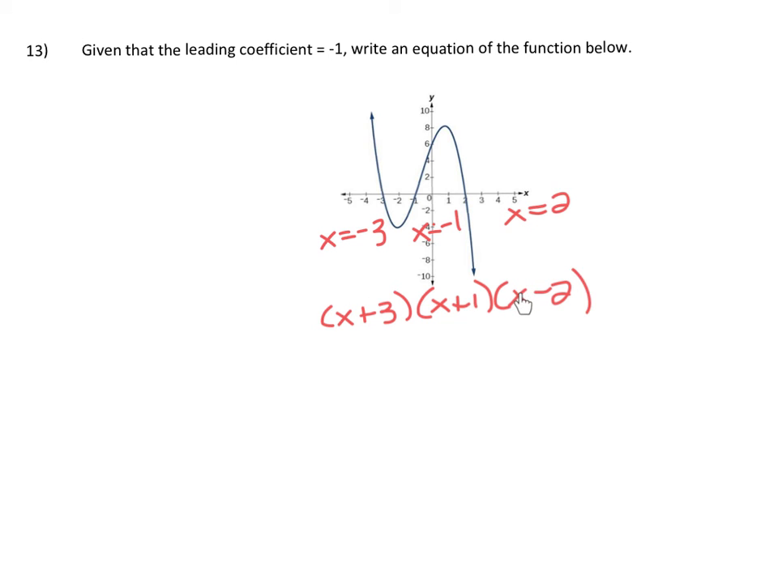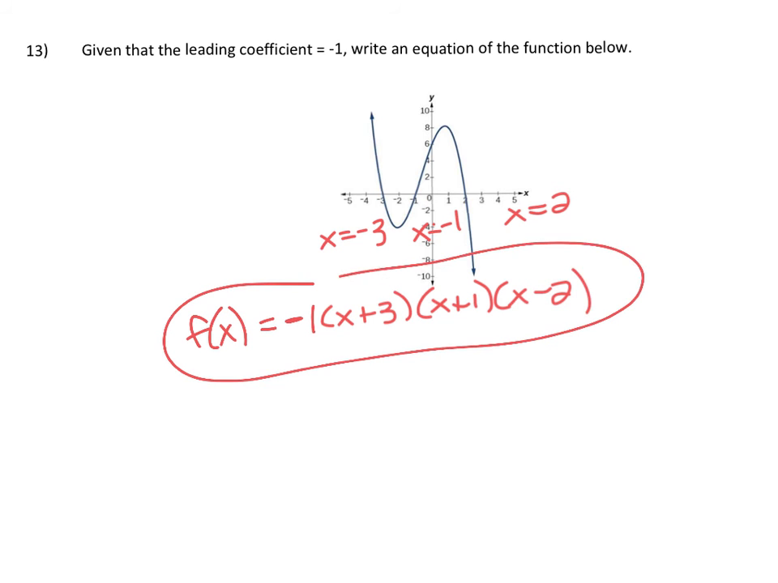And they tell us that the leading coefficient is -1, so I'm going to put a -1 in front of this. And remember, if they want us to write an equation of a function, we need to put it in function form. We need f of x equals, and this is our answer. And you could always go to y equals in your calculator and graph these and just make sure that this graph on the paper looks like the graph in your calculator.